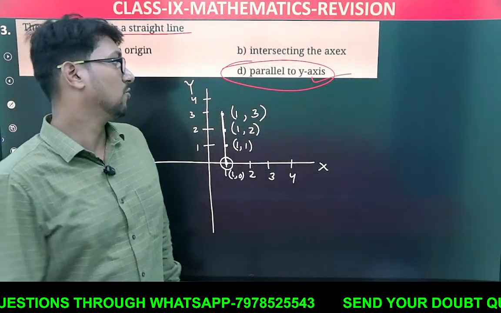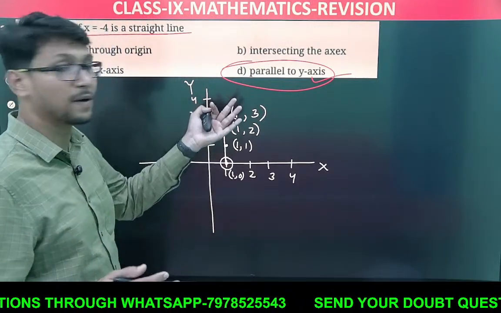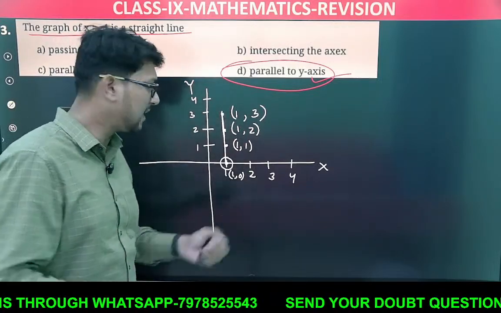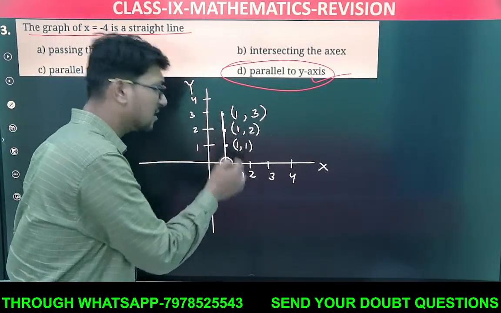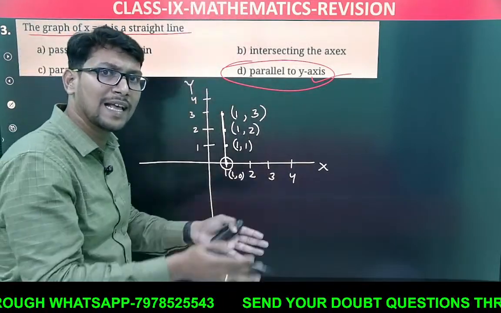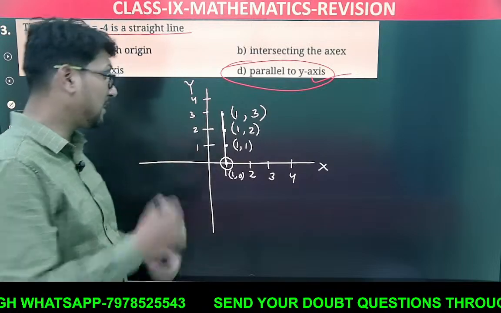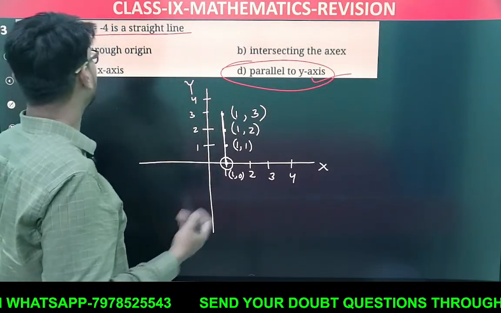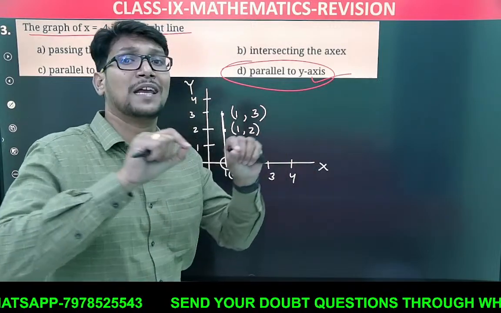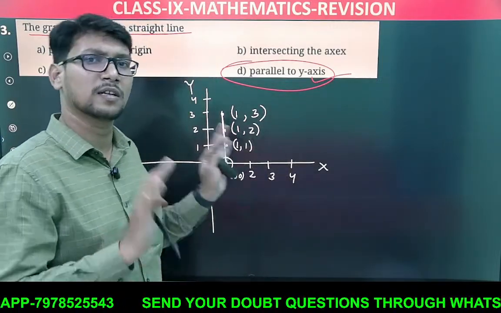Okay, so note down this question, and I hope the concept is clear. Why is it parallel? Because x is constant. X constant means x does not vary, but y varies. When y varies, it will form a straight line which is parallel to the y-axis. Similarly, if it is given that y is constant, it will be parallel to which axis? The x-axis. I hope this question is clear.